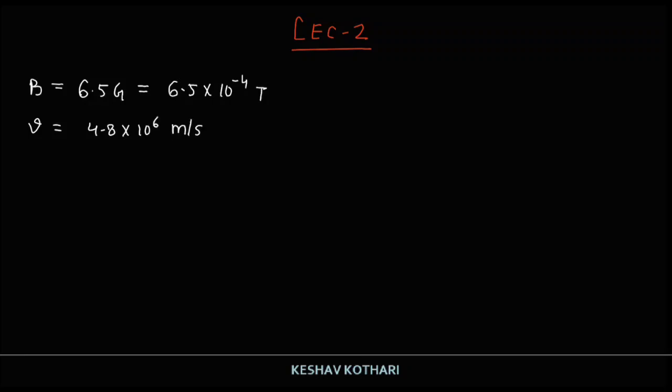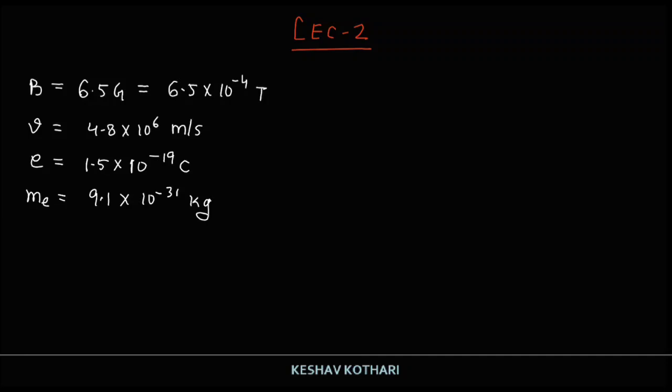The electronic charge in this particular problem is asked to be taken as 1.5 into 10 to the power minus 19 coulomb, and the value of mass of electron Me is 9.1 into 10 to the power minus 31 kg. So the first question is asking us to explain why the path of the electron is a circle.